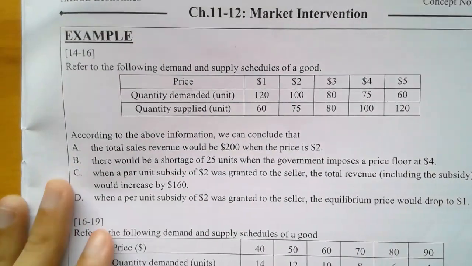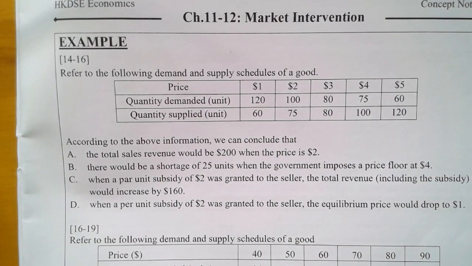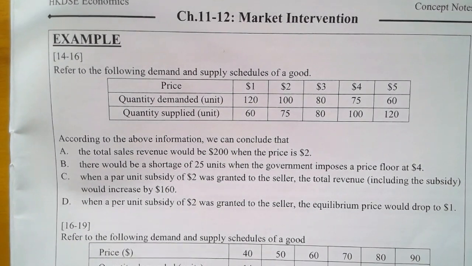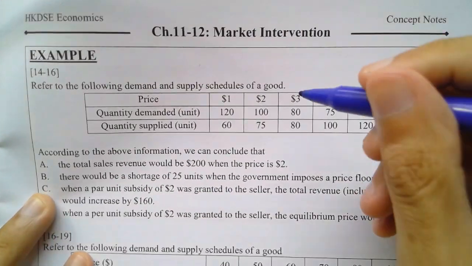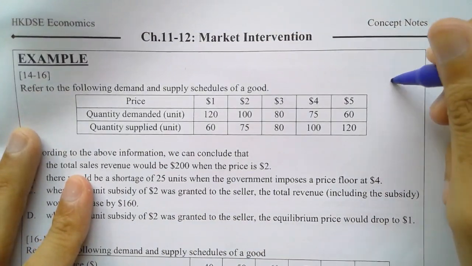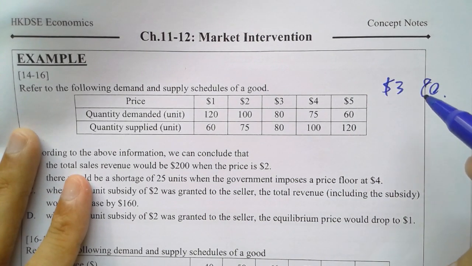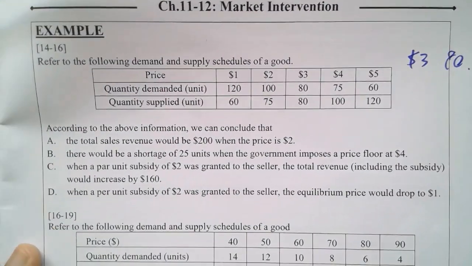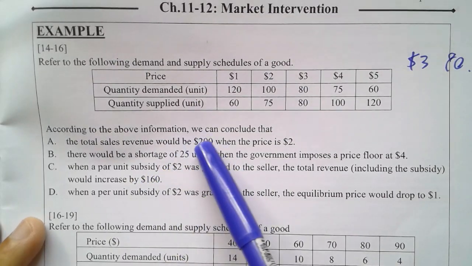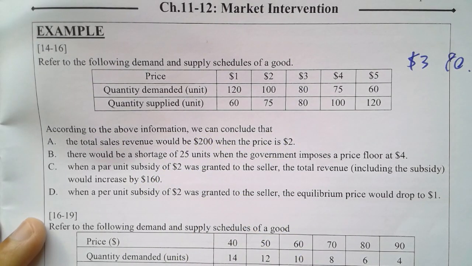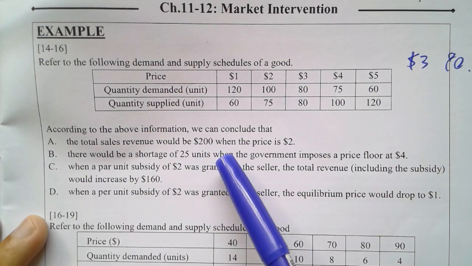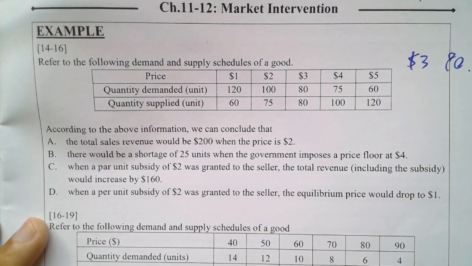So, let us still move on. Let us look at some real example from DSE. Okay, now original situation. Now, please mark it down. Remember, we develop good habits. Original $3.80 units. Right. Now, according to above information, we can conclude that. Okay. Now, the total sales revenue will be $200 when the price is $2.